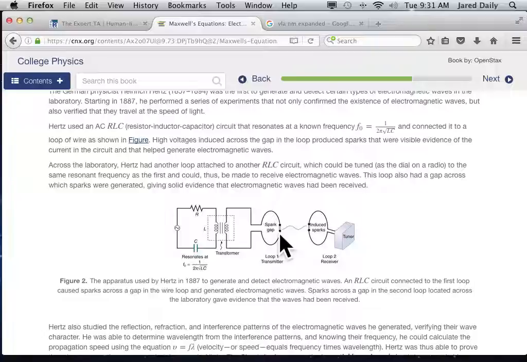This is often called a Helmholtz coil, or not a Helmholtz coil, can't remember what it's called.